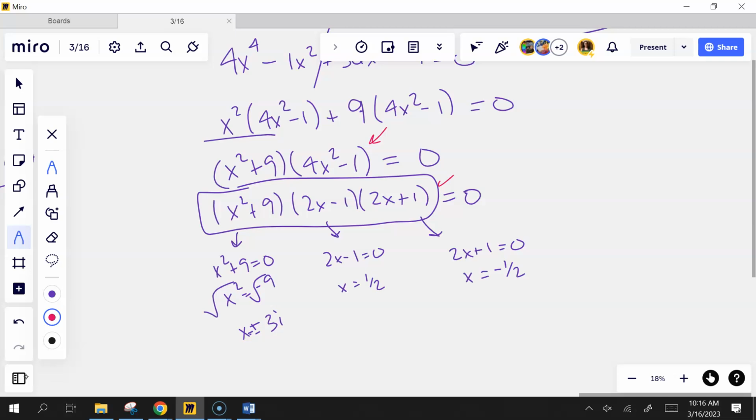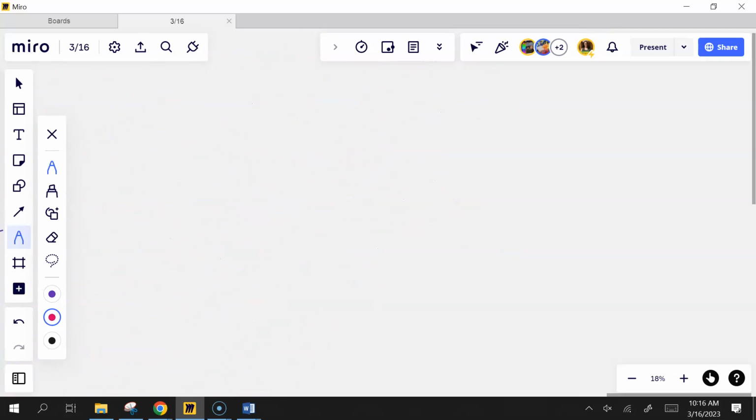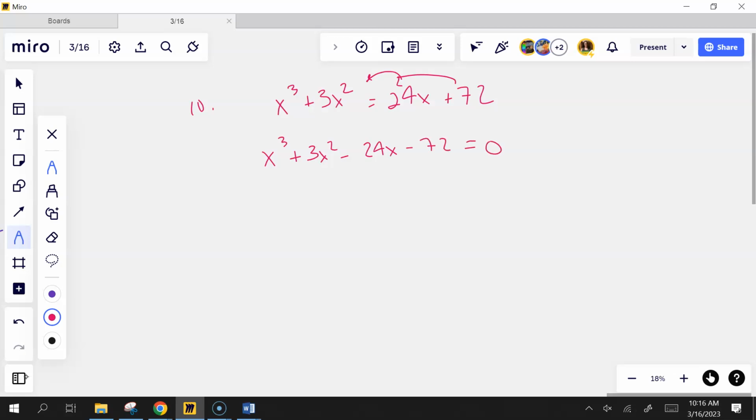What else? Anything? 10, and then we're done. 10, x cubed plus 3x squared equals 24x plus 72. I'm going to make it equal 0. I'm going to move these all over. So I have x cubed plus 3x squared minus 24x minus 72. This is quadratic form. I've got, oh, nope, it's not.